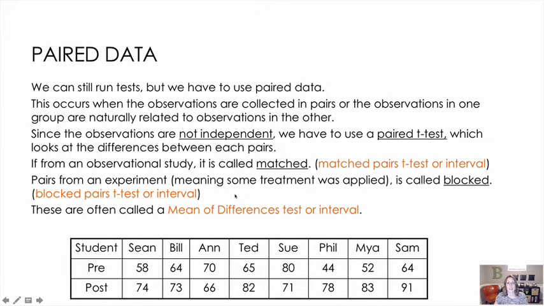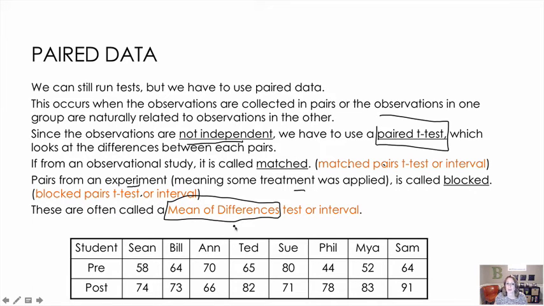Now when we're dealing with a question like this, of course they are not independent. We call this a paired t-test, which looks at the differences between each pair. There are two different ways to do this. If it's an observational study, typically they call it a matched pairs t-test. If it's an experiment, meaning some treatment was applied, it's called a blocked pairs t-test or interval. Overall, it's called a mean of differences.